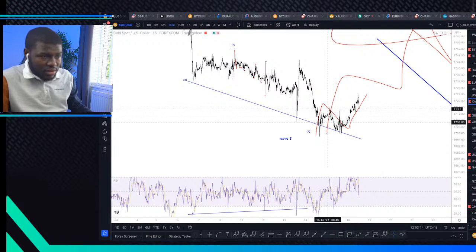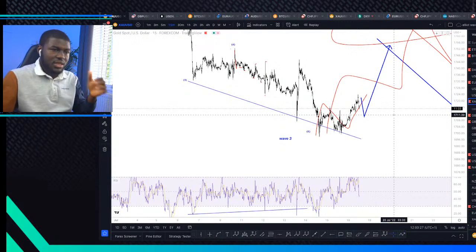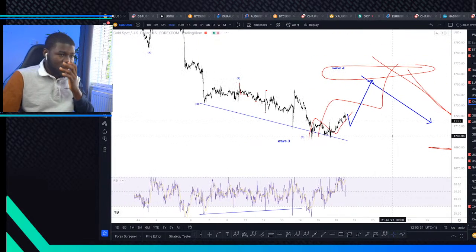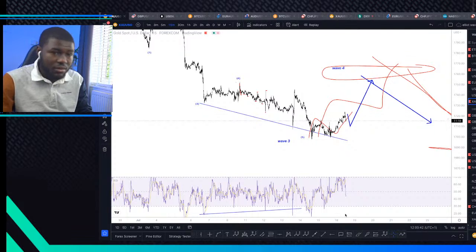Yes, this is an ABC move, this is a correction, it looks like an impulse, and after this down move there can be a push to the upside. So I don't want to be caught in any trap. That's why I'm being careful. I don't have any trade on gold, and I don't have any precise advice for you to trade gold also. So that's about gold, guys.